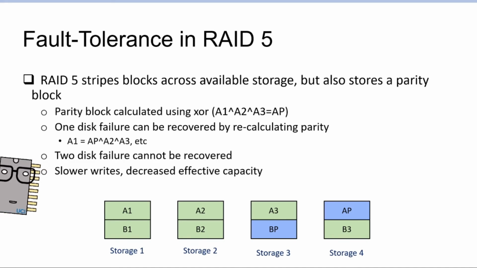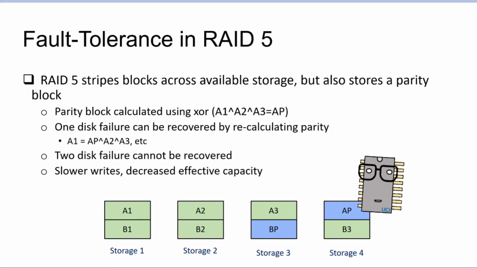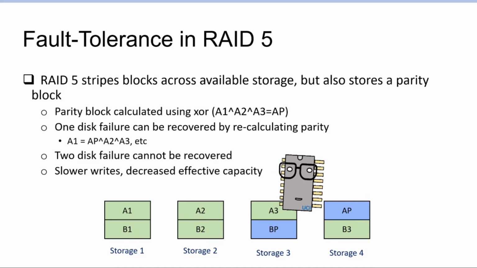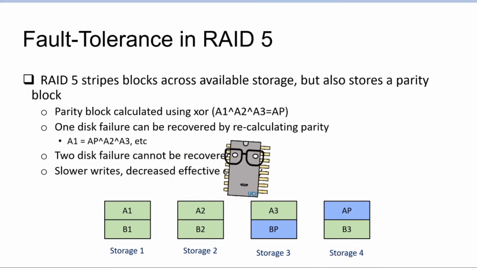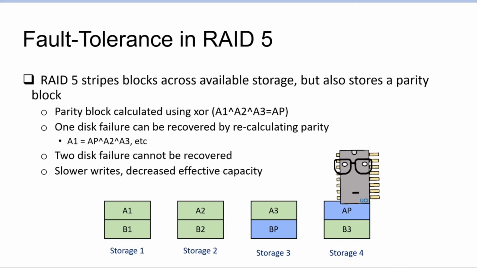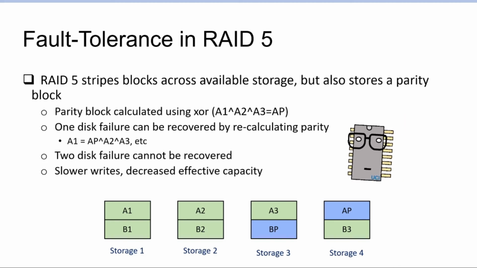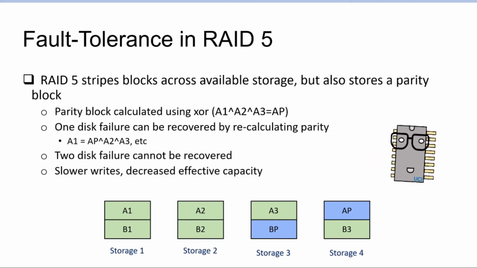RAID 5 does have slower writes because every time you write something, you do have to calculate the parity block and then also write that parity block. So there is performance overhead of having the parity block. And also it has decreased effective capacity because for every 3 blocks that you write, you do have to write another parity block. So you are running on 3/4 of the peak available bandwidth. But the benefits of disk failure recovery are very, very strong. So if you care about redundancy at all, this is something that you can do.